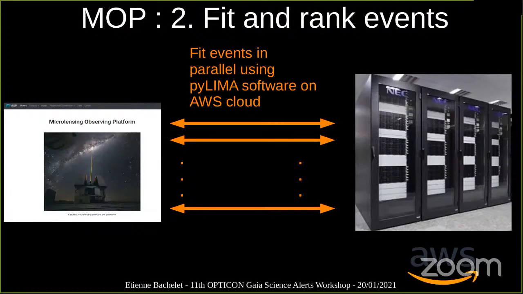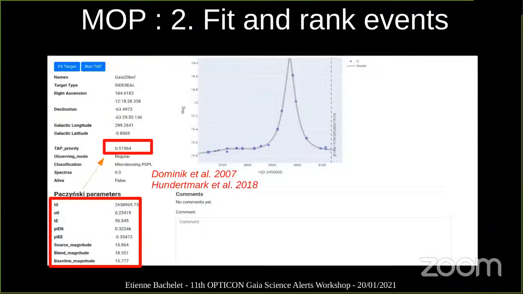As soon as the events are harvested, they are automatically fitted using PyLIMA, and with the capability from AWS, we can use the possibility to parallelize massively on Amazon servers, which we do. And this is what it looks like after the fits.